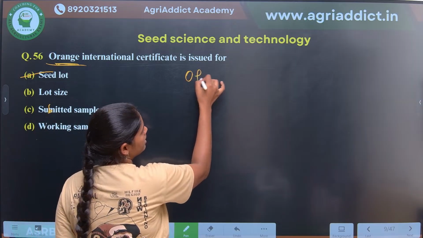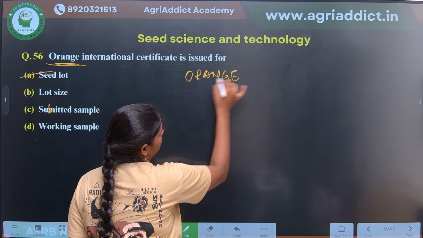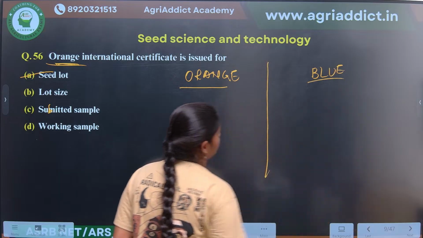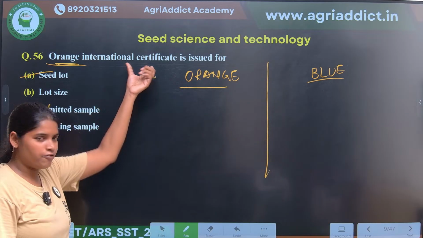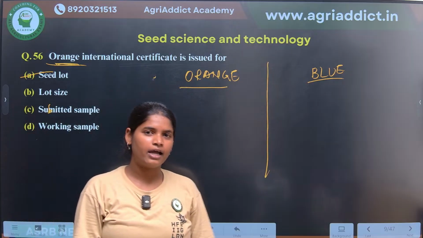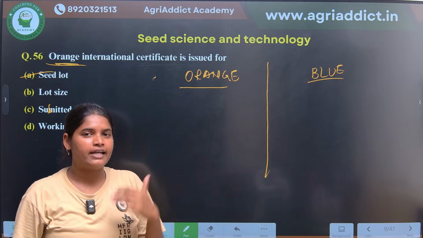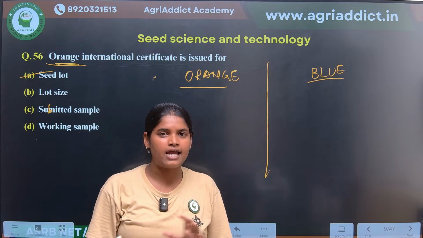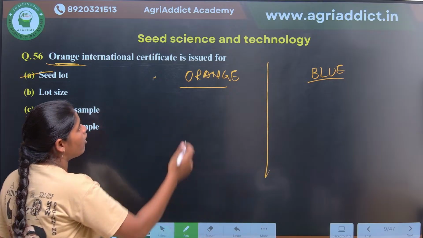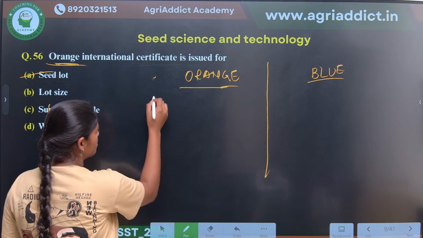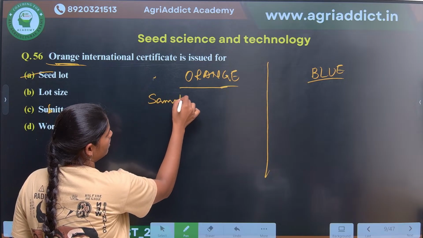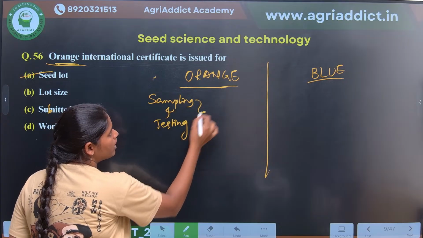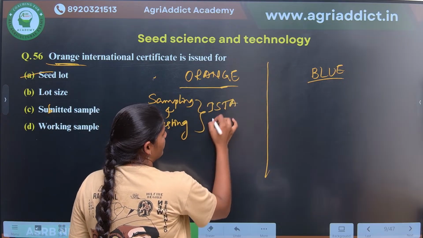We have two international certificates under ISTA, right? Orange and blue. What is the difference? If we go for any certificate, that means the sample has been sampled and tested. After sampling and testing, they will provide a certificate, including the standards it has reached. So in the Orange International Certificate, what happens? Sampling and testing are both done by an ISTA accredited laboratory.